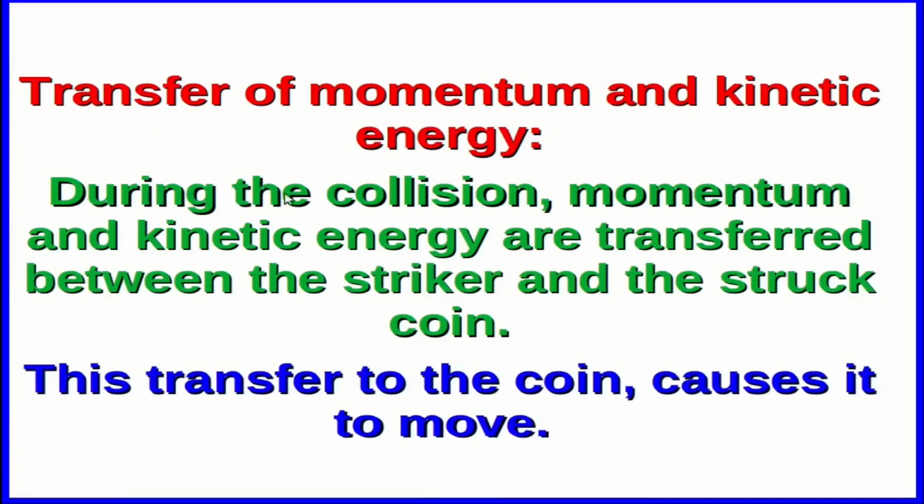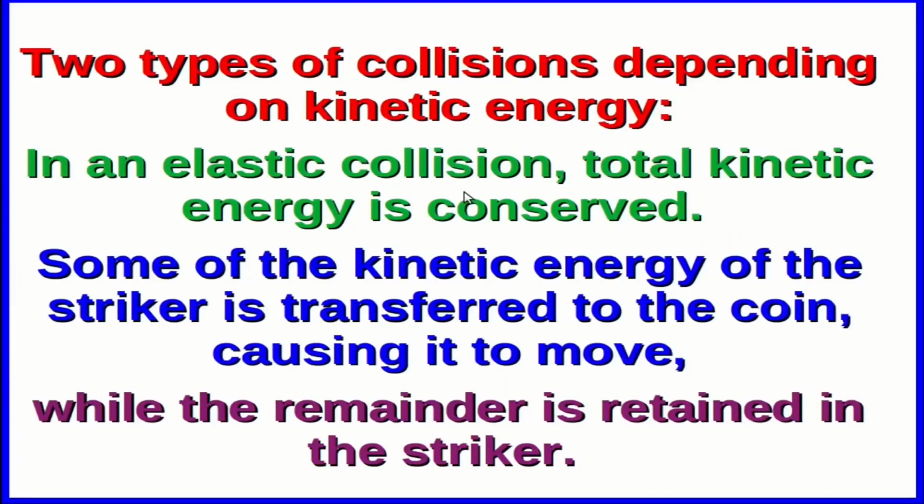So during the collision, momentum and kinetic energy are transferred between the striker and the struck coin. So this transfer of kinetic energy and momentum to the coin causes the coin to move. Of course, the direction may be different. In this context, we distinguish two types of collisions depending on the kinetic energies. One is the elastic collision, where the total kinetic energy is conserved. Here, some of the kinetic energy of the striker is transferred to the coin, causing it to move, while the remainder is retained in the striker.